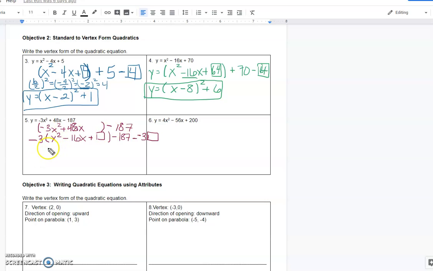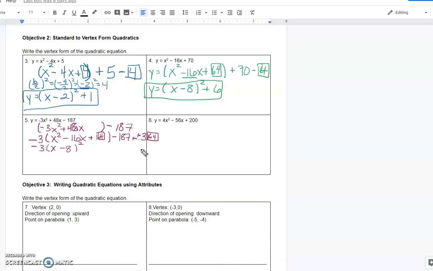Then I proceed as normal. My negative 3 stays out here. I'm going to take half of my negative 16, which is 8, and 8 squared is 64. And that 64 will go in my box here as well. Then I'm going to complete my square. It's going to be x minus 8 squared. Then I'm going to simplify the negative 187 minus negative 364.